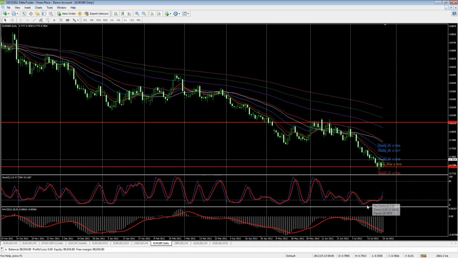There's also a nice divergence here on the daily chart. You can see that the stochastic here went up. So there's still a potential move up with corrective moves. Maybe not immediately, but be aware of it.